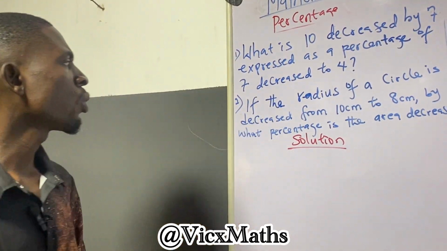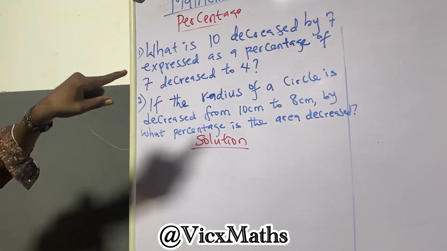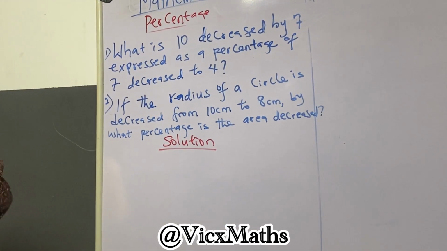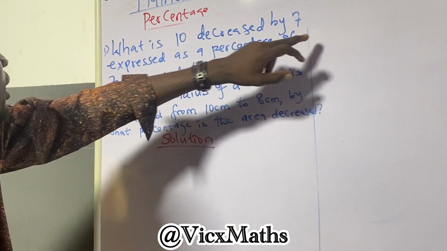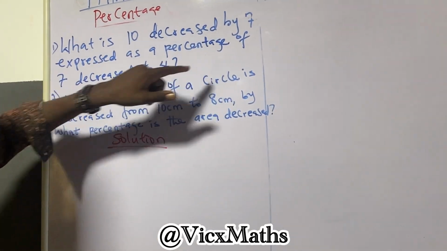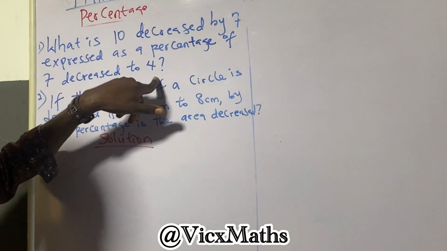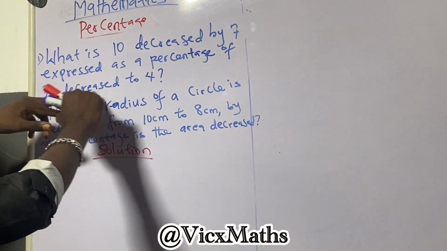Then, back to the question here. What is 10 decreased by 7, expressed as a percentage of 7 decreased to 4? See, this is the challenge in word problems. What is 10 decreased by 7, expressed as a percentage of 7 decreased to 4?